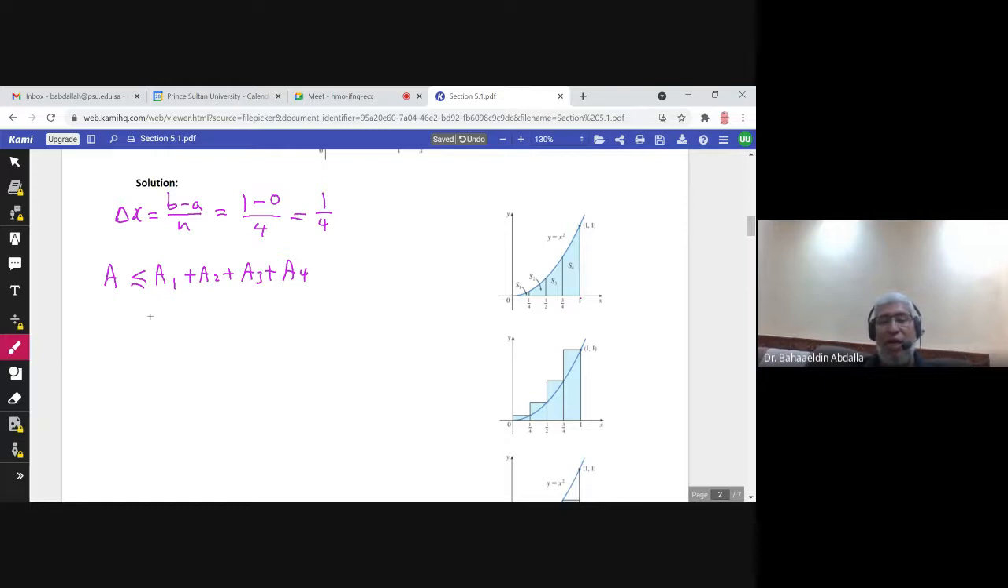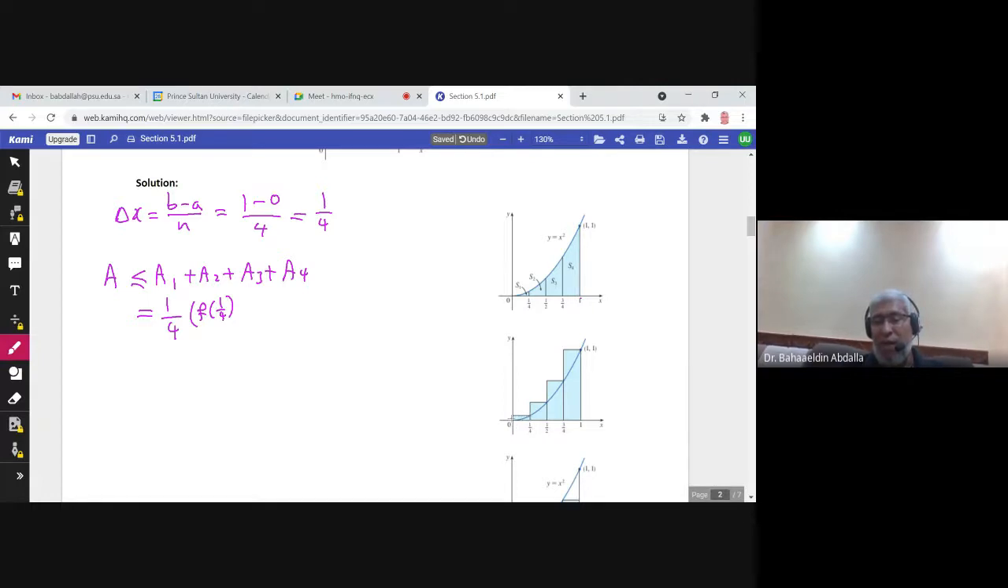So what is the area of a rectangle? We have seen it is the width times the length. The width is always 1 over 4. So the width in the 4 rectangles is always 1 over 4. So we can take 1 over 4 as a common factor. Now, what is the length of the first rectangle? Well, this is the length, which is in fact f of 1 over 4, if we are using the right endpoint.